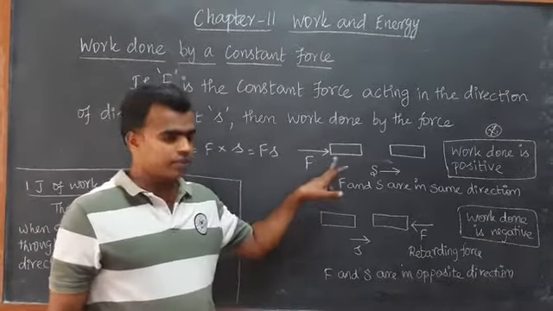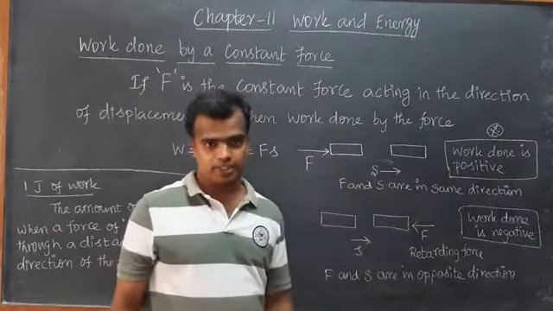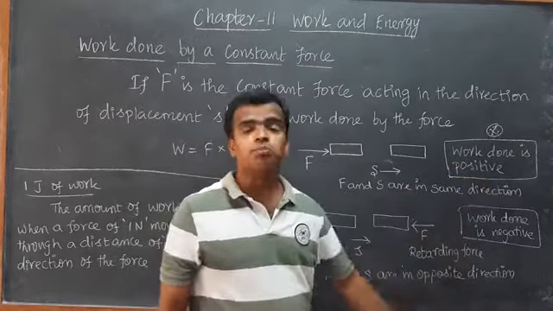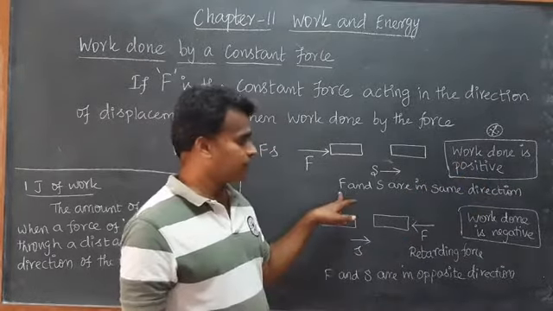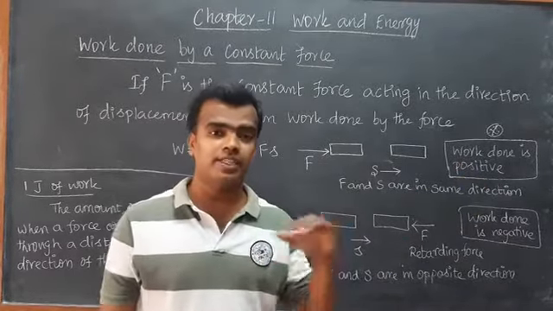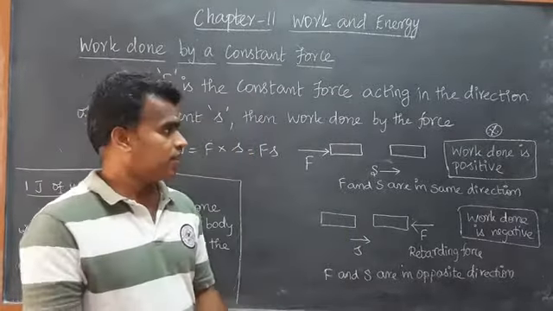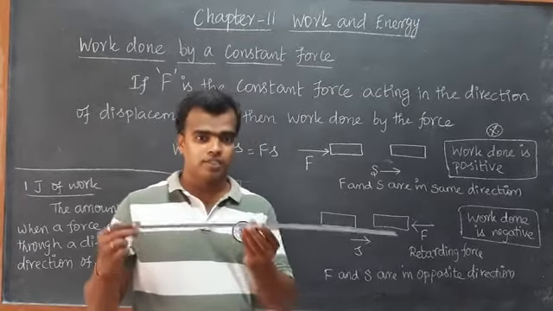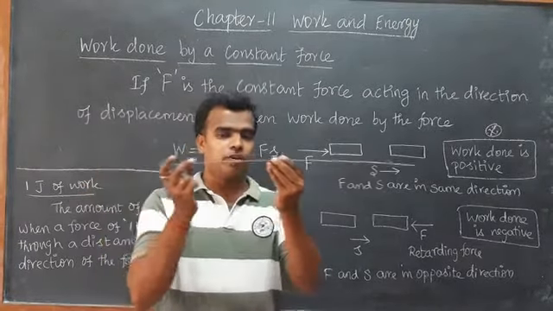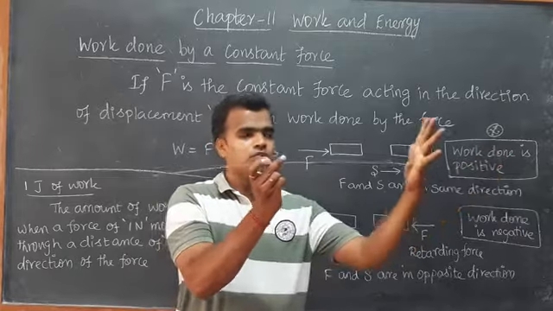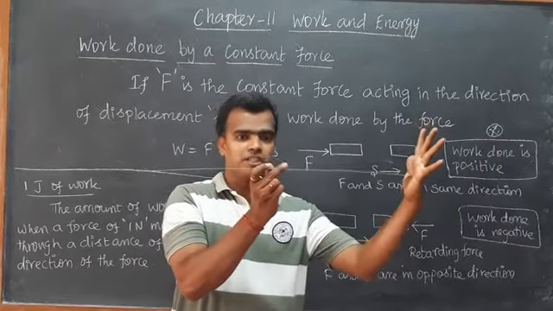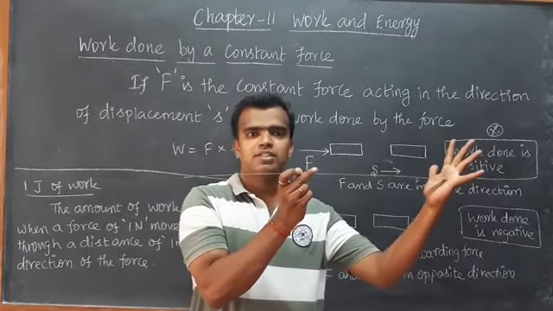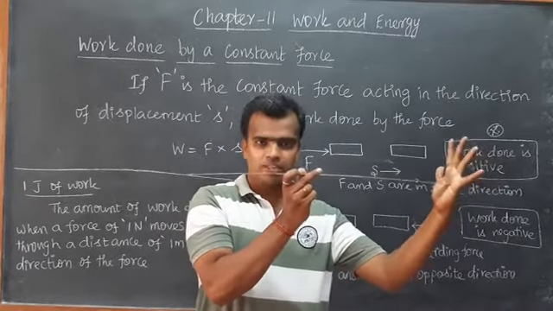Here the force and displacement are in the same direction. Therefore, we can conclude the work done is positive, because the force and displacement are in the same direction. Suppose, assume that the scale is moving uniformly. I am applying a force opposite to that displacement. What happened? This object is going to be stopped after applying this force.